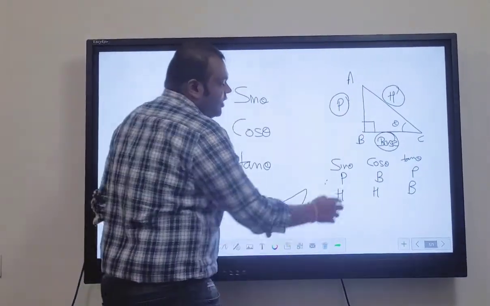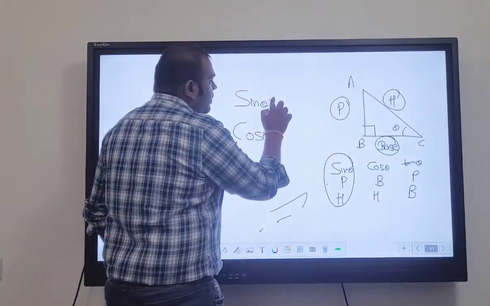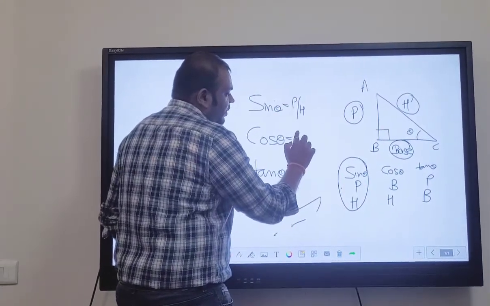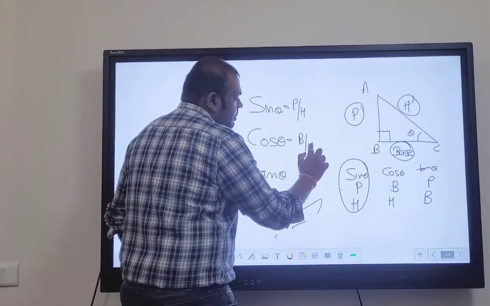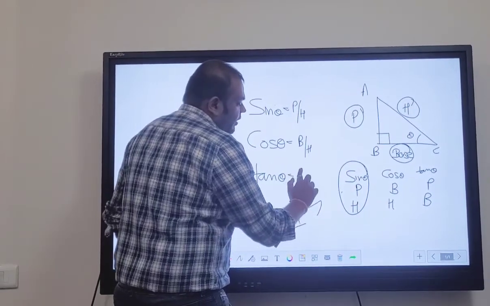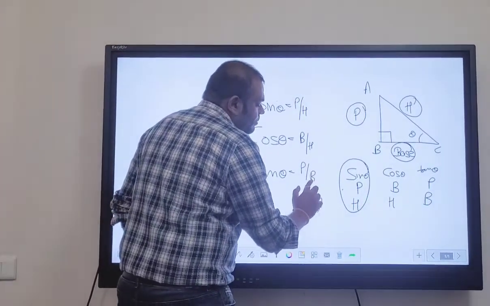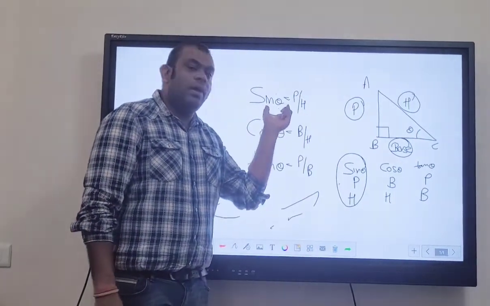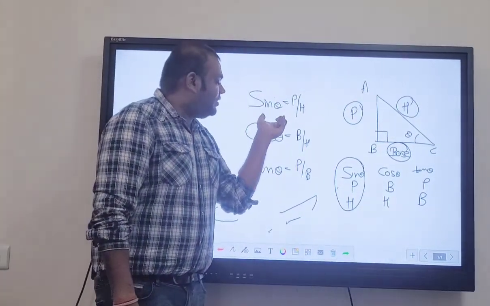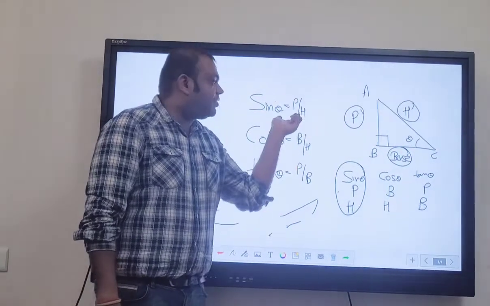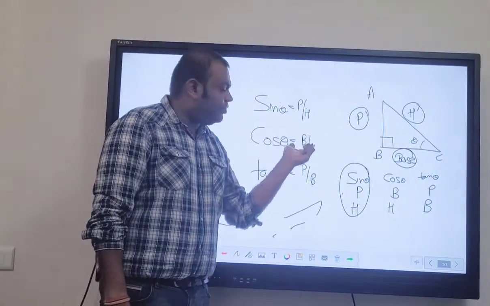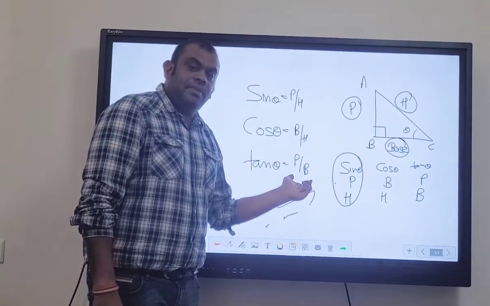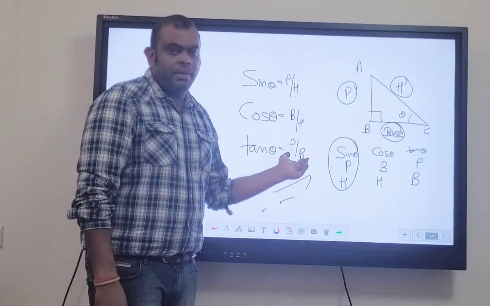So in order to get the ratios, sine theta would be given by perpendicular upon hypotenuse, cos theta would be given by base upon hypotenuse, and tan theta would be given by perpendicular upon base. So I hope everyone is clear about this: sine is perpendicular upon hypotenuse, cos is base upon hypotenuse and tan is perpendicular upon base.